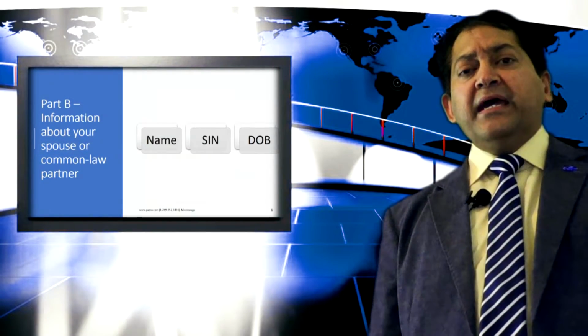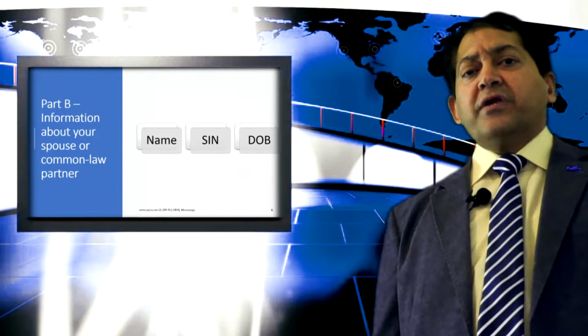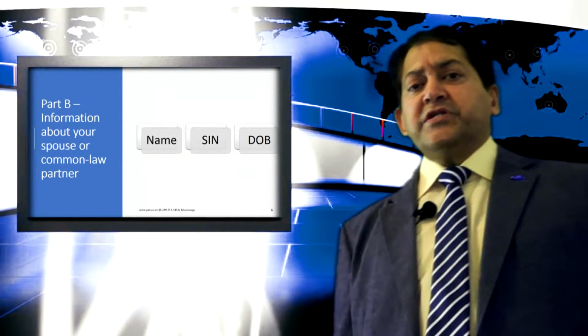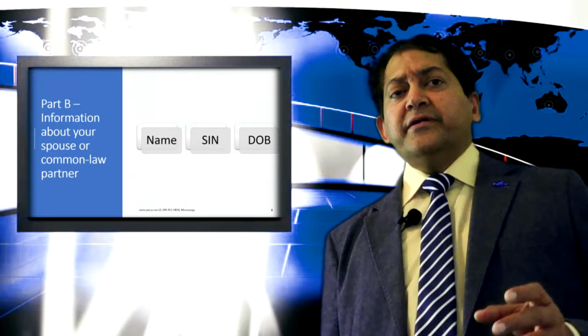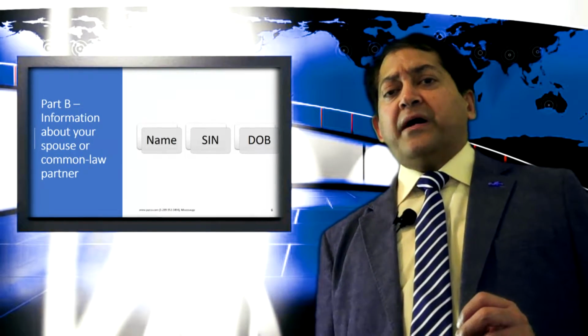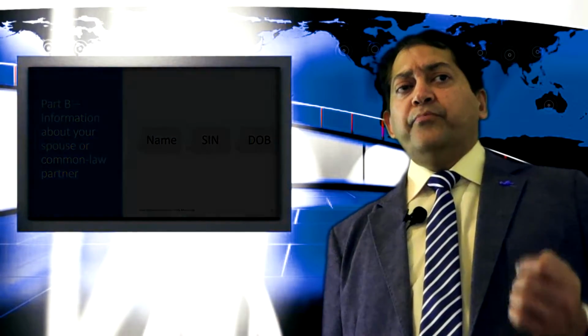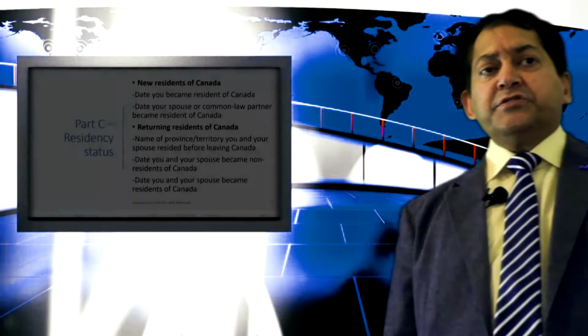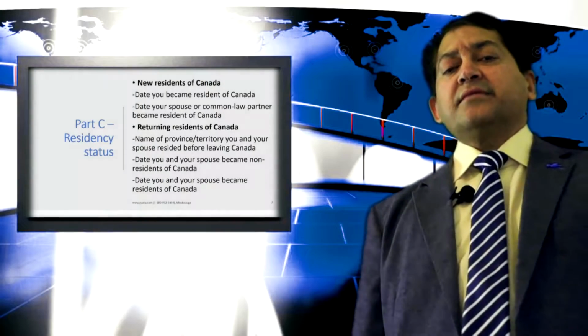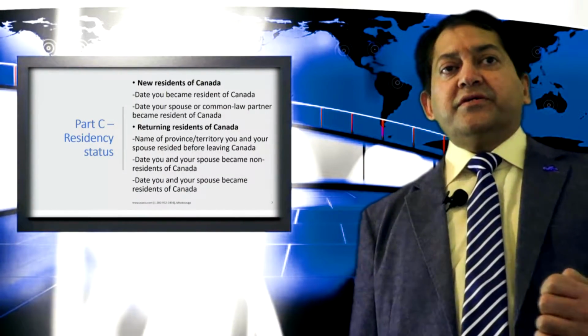It is part B, and the information relates to your spouse. This information is comparatively limited. It's only restricted to the name of your spouse, his or her SIN number, and his or her date of birth. Then there is part C, and it asks you about your residency status.